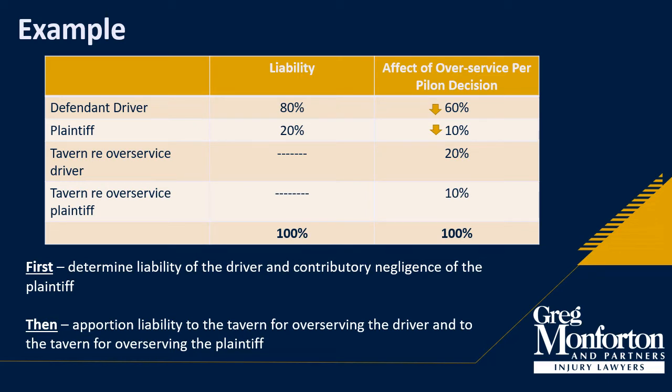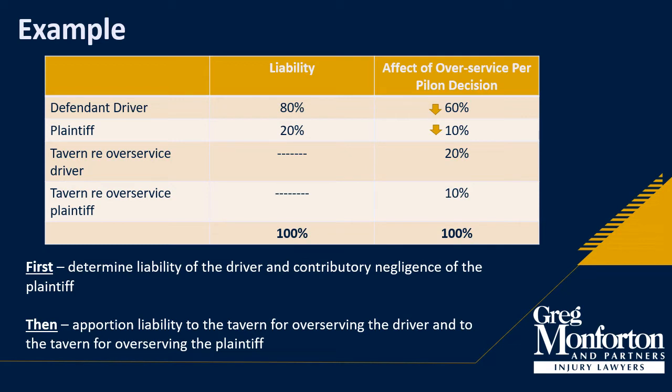Then, if you look at the far right column, what the Court of Appeal says is you have to apportion liability to the tavern for overserving the driver and also for overserving the plaintiff. So if we look at the driver first, the jury might decide that the tavern contributed 20% to the driver's liability, which would then reduce the defendant driver's liability down to 60%. And you can see that in the first row. And then that 20% that the tavern contributed to the driver would form the tavern's liability percentage of 20%.